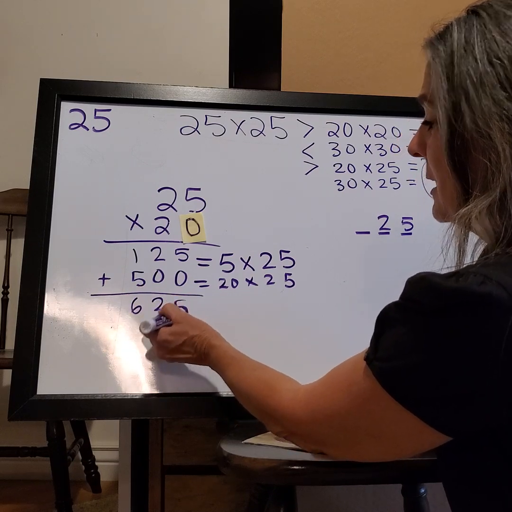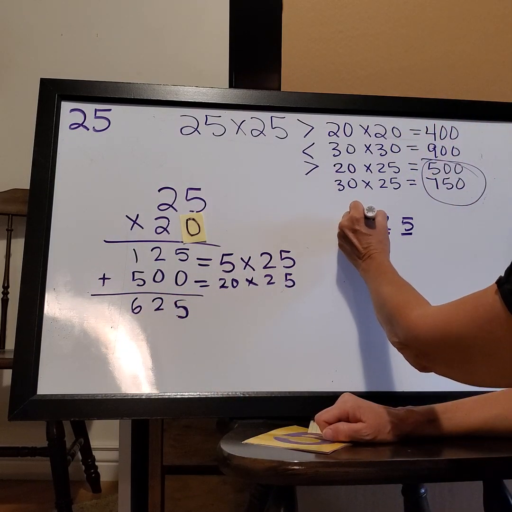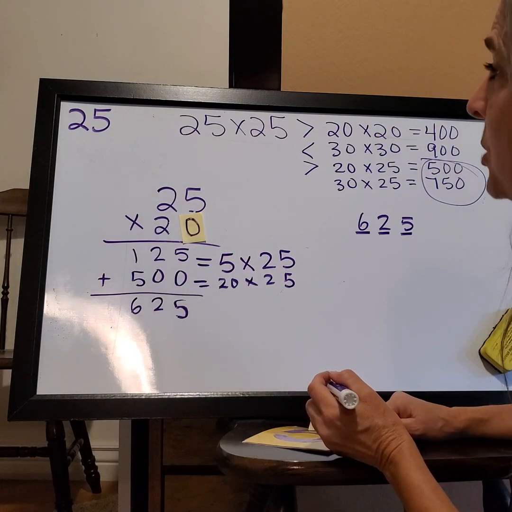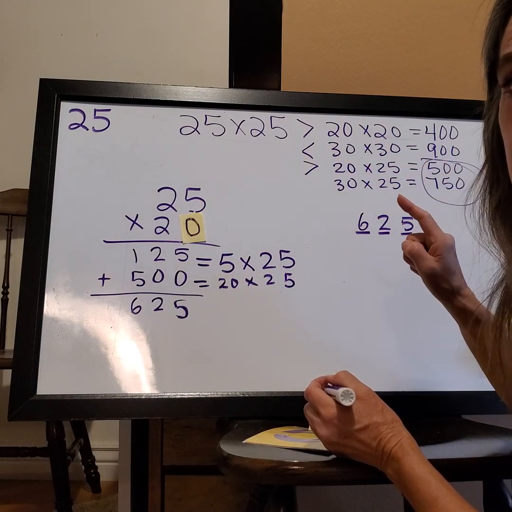Did we make any mistakes? I think we predicted that would be a 6. That is your answer. There's more than one way to prove it.